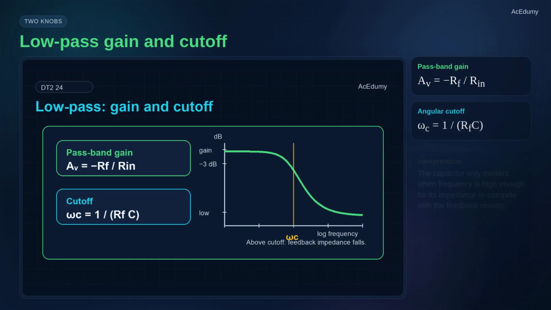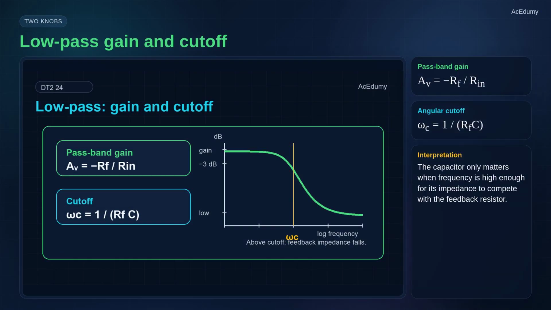For this low-pass form, the passband gain is set by the resistor ratio, minus Rf over Rn. The cutoff comes from the feedback time constant, Rf times C. So the angular cutoff is 1 over RfC, and the Hertz cutoff is 1 over 2 pi RfC.